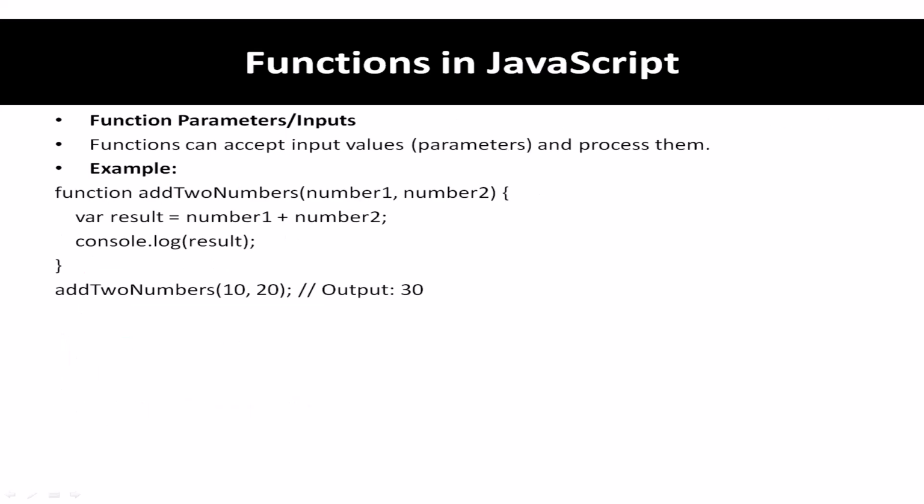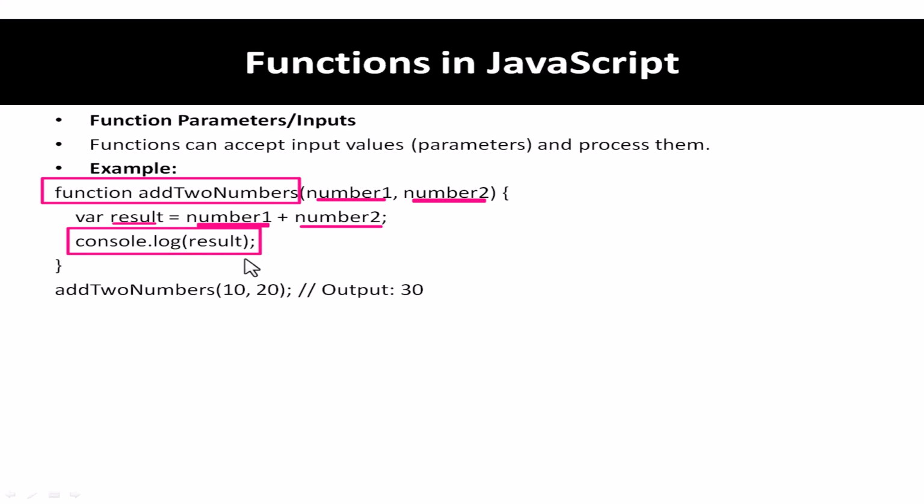Next, function parameter inputs. Here we have a function to add two numbers. The parameters we are passing are something like arguments, so we are passing the arguments number 1 and number 2. These two arguments will be added, number 1 followed by number 2, and stored in result. Result is a variable which has stored the addition of two numbers. Then we print console.log result.